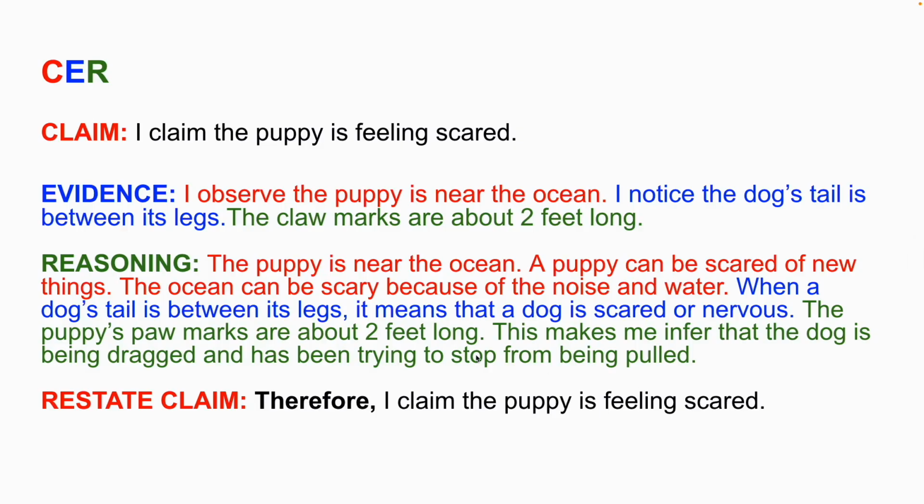And there we have it. We have a CER. So a CER should come full circle. You start with a claim, you provide evidence, you provide reasoning of why your evidence supports your claim, and then you restate your claim. And for 6th grade, this would be an excellent CER.